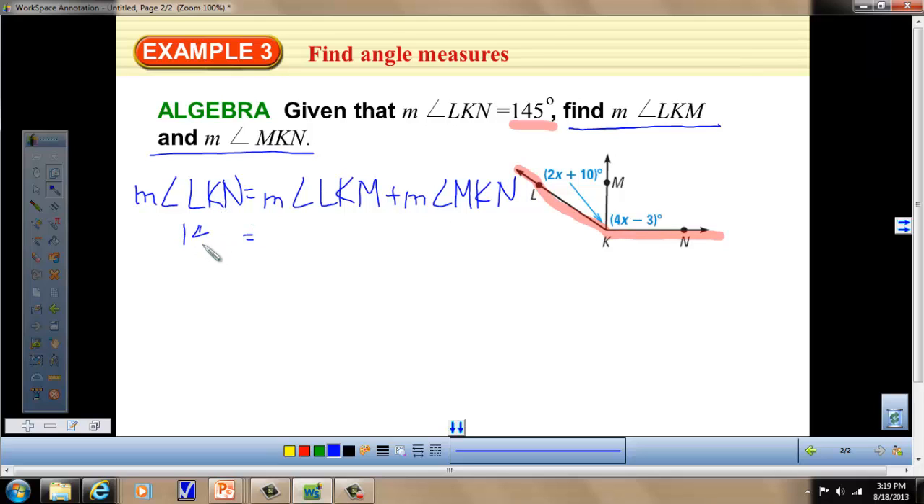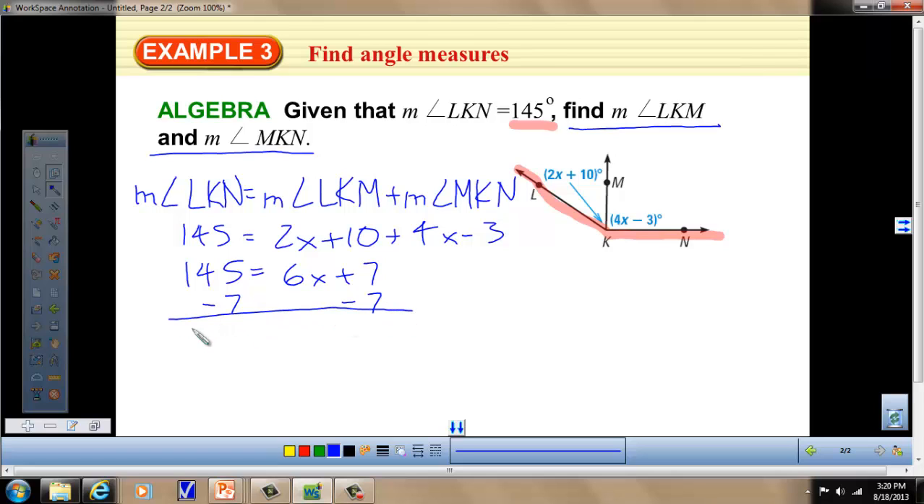LKN is equal to 145. LKM is equal to 2x plus 10. And MKN is equal to 4x minus 3. We're going to combine like terms here. We get 145 on the left, 2x and 4x gives me 6x, and 10 and negative 3 gives me a positive 7. Now we want to subtract 7 from both sides. We're going to get 138 is equal to 6x. Dividing both sides by 6, we get x is equal to 23.